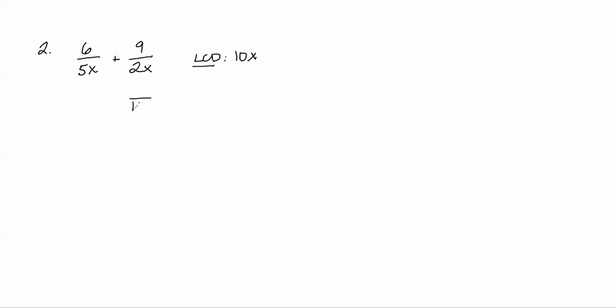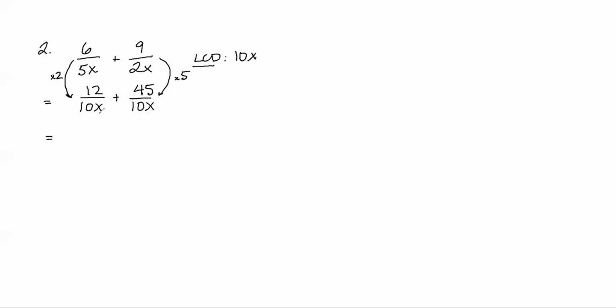All right, so we know both of these have to have a 10x. So I always write that down first, put in the arrows, and then we want to see how we get from one denominator to the next. So first, if we look at the 5x to 10x, we have an x, but we need to go from 5 to 10, so we have to multiply by 2. 6 times 2 is 12. And then looking at our next denominator here, again, we have the x, so we're good there. And then from 2 to 10, we have to multiply by 5. 9 times 5 is 45.